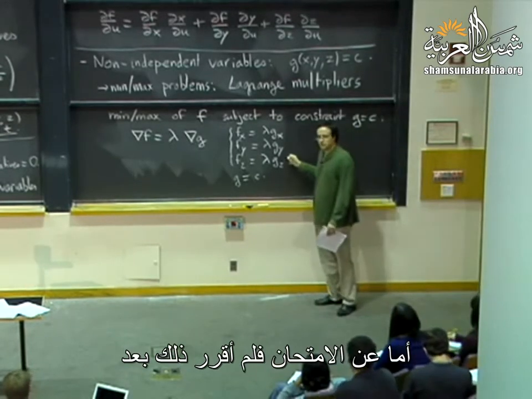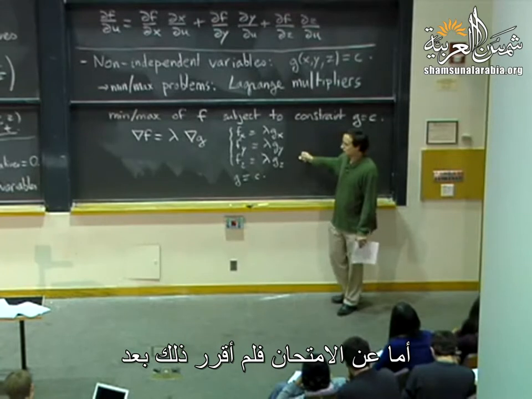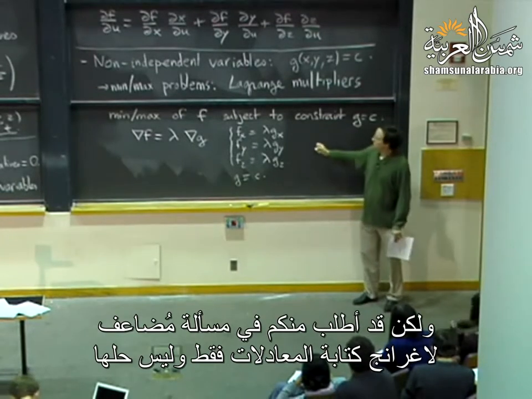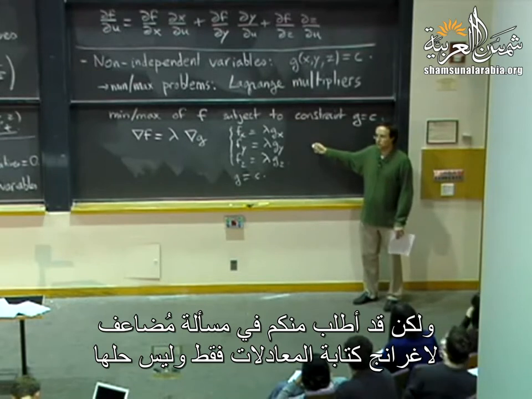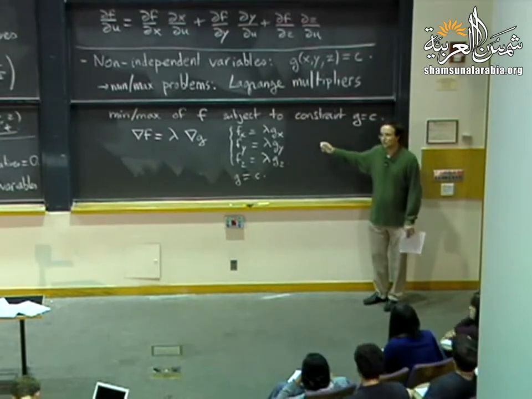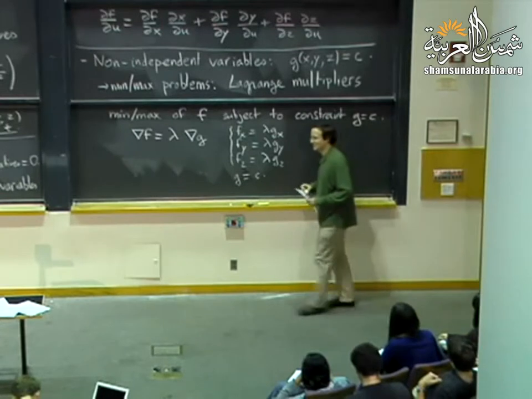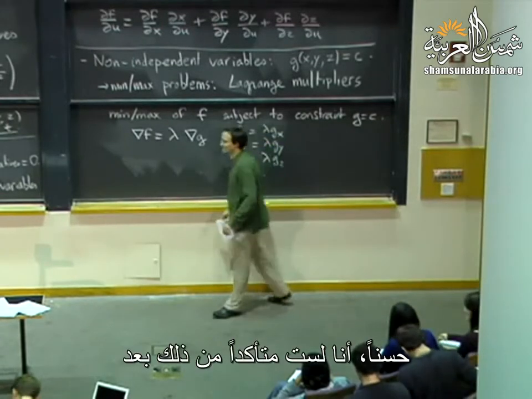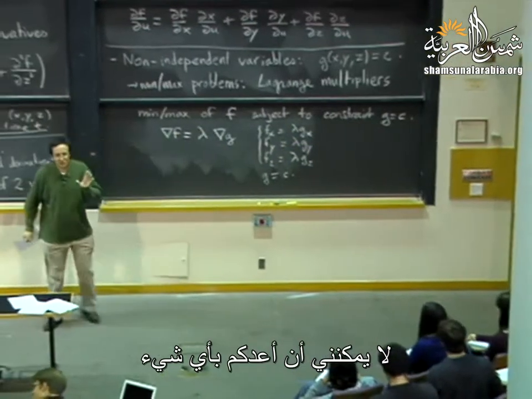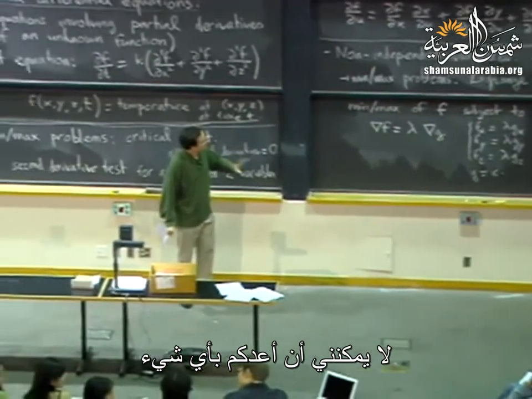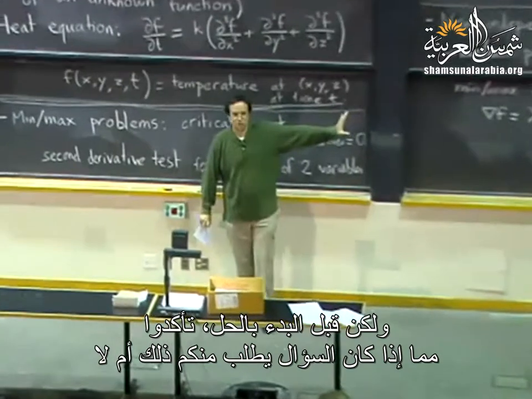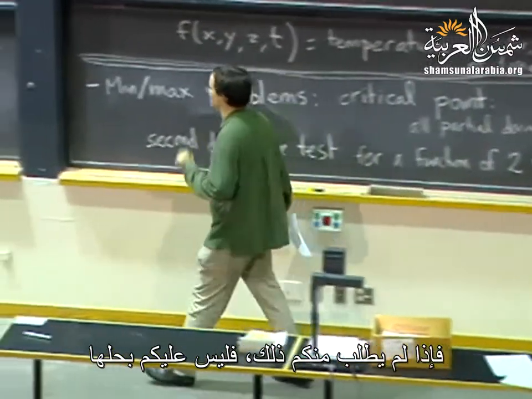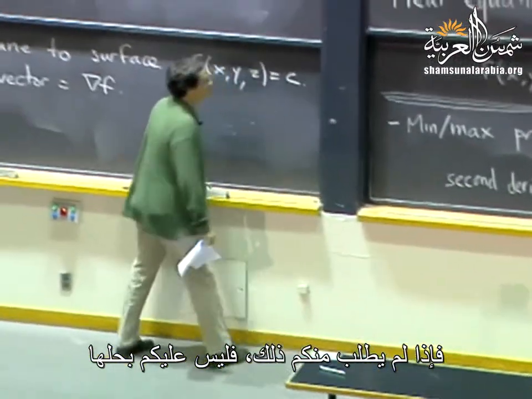So in particular on the test, I haven't decided yet, but it could well be that the problem about Lagrange multipliers will just ask you to write the equations, not to solve them. I'm not promising anything, but before you start solving, check whether the problem asks you to solve them or not. If it doesn't, then probably you shouldn't.